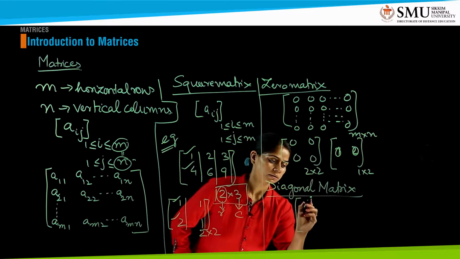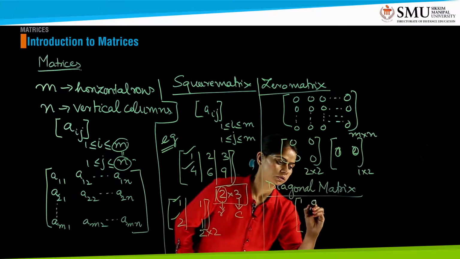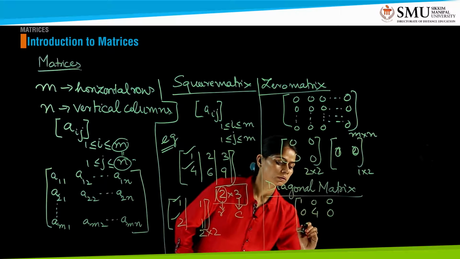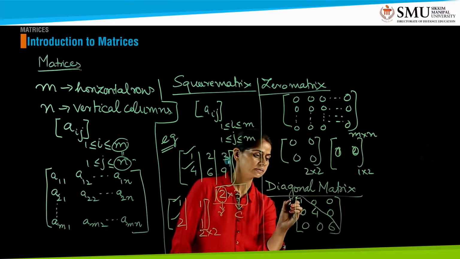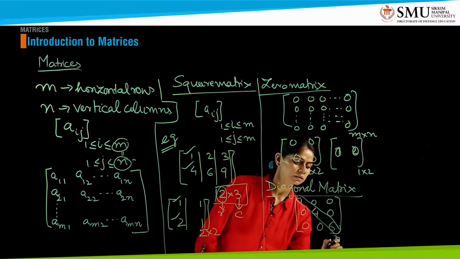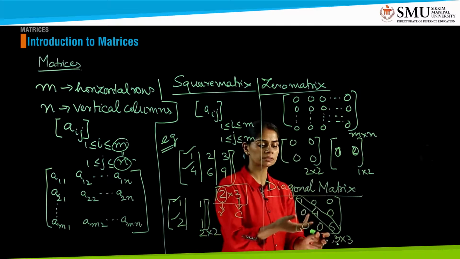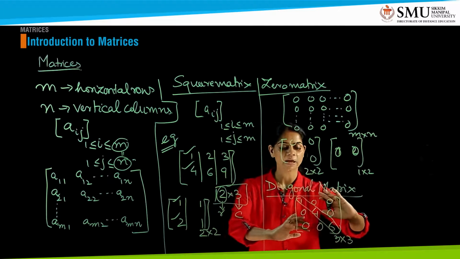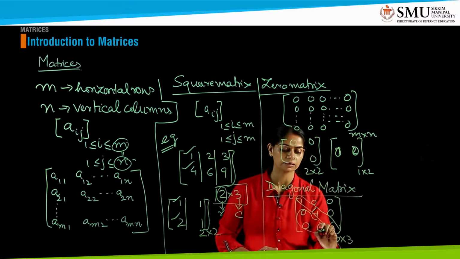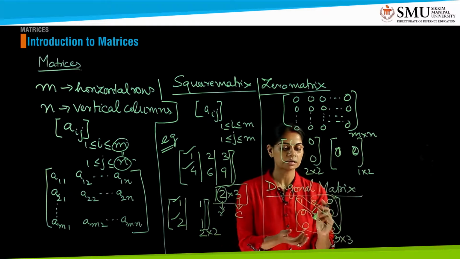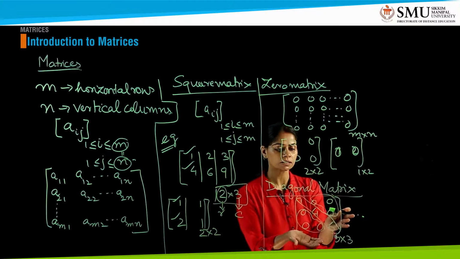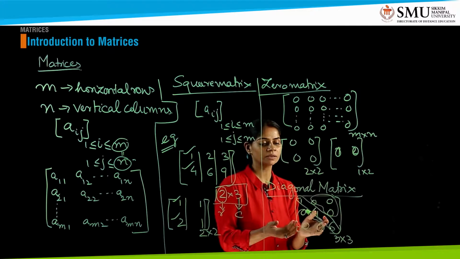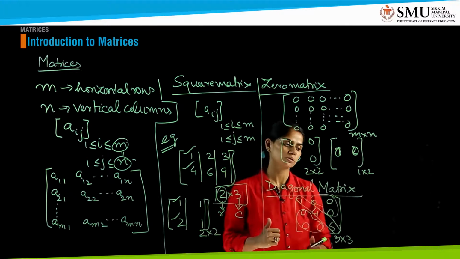Here we are taking 1, 0, 0, 0, 4, 0, 0, 0, 6. You can see that this is the diagonal of the matrix and it is in fact a 3 cross 3 matrix. The off-diagonal elements of the matrix, you can easily see that these off-diagonal elements are 0. So this means that this is a diagonal matrix. Similarly, you can construct so many examples of a diagonal matrix.